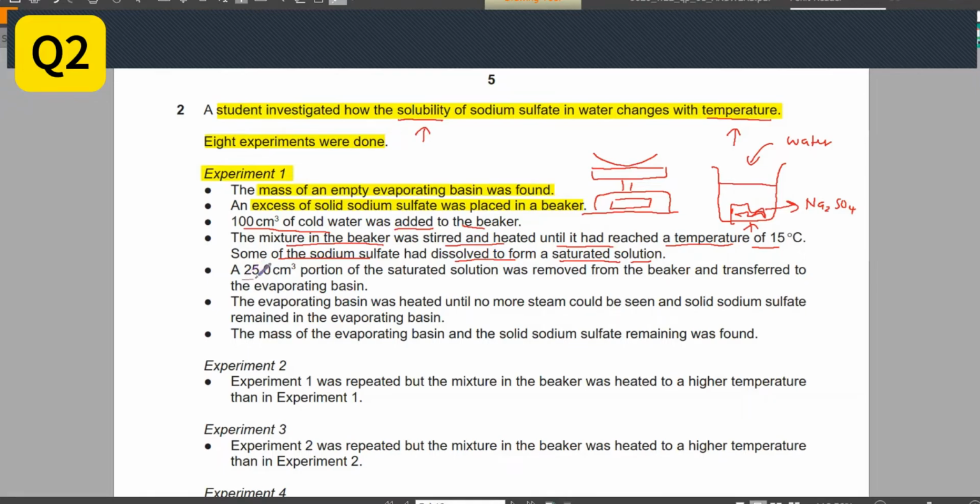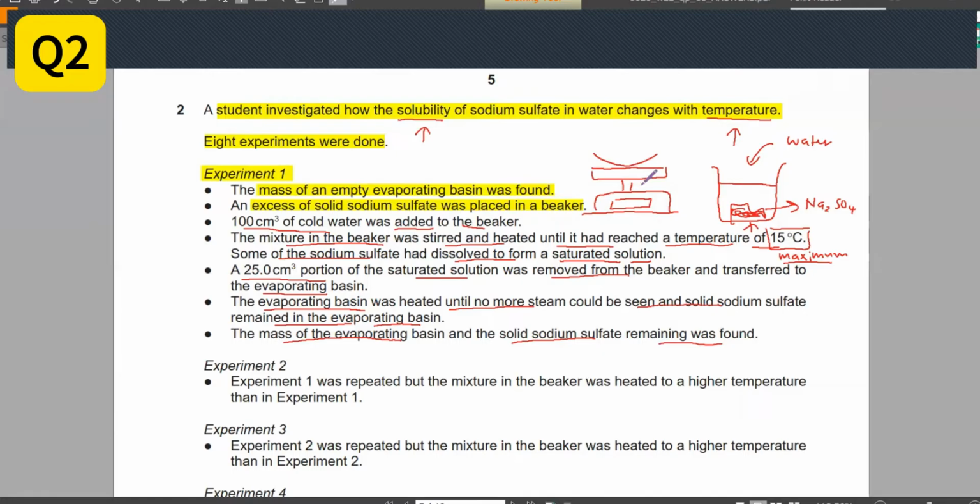And then 25 cm cube portion of the saturated solution removed from the beaker and transferred to the evaporating basin. The evaporating basin was heated until no more steam could be seen and solid sodium sulfate remained in the evaporating basin. The mass of the evaporating basin and the solid sodium sulfate remaining was found. So essentially, we find out at 15 degrees Celsius, the maximum amount of the sodium sulfate dissolved.